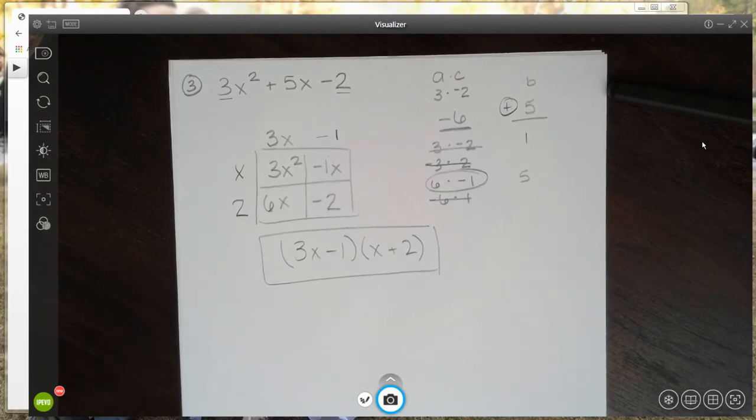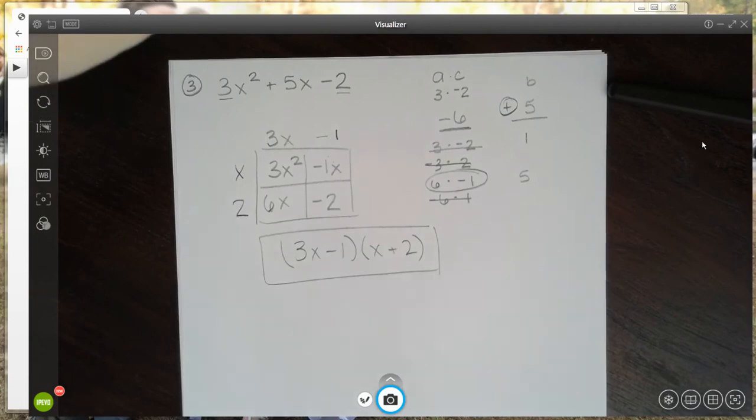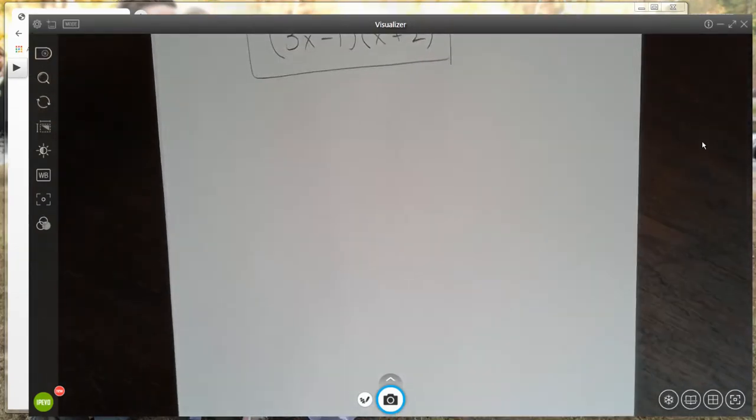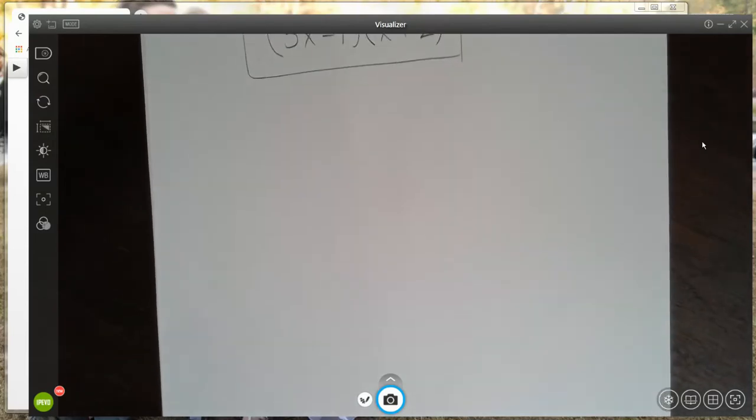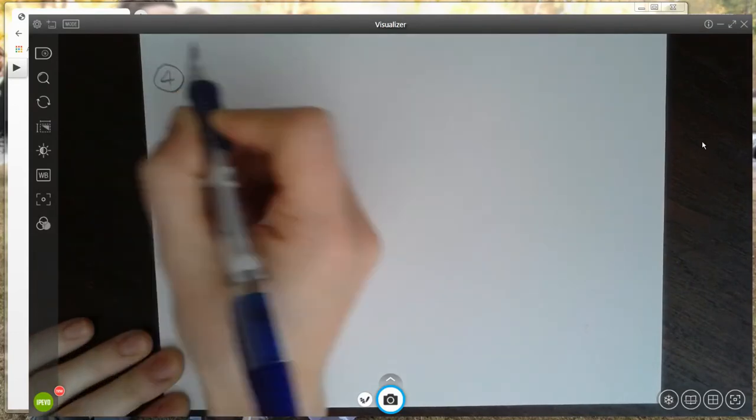So now you've seen a greatest common factor example. You've seen 2 examples dealing with what happens when a is not 1. But there's 2 special cases that we're going to look at. Here's special case number 1. So this will be example 4.